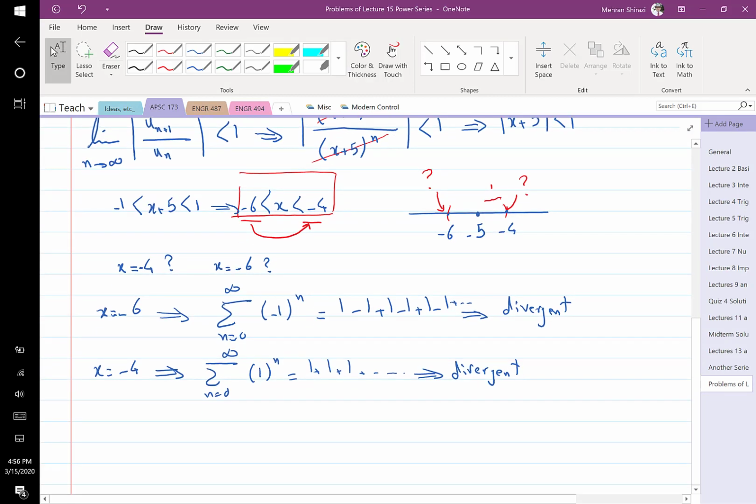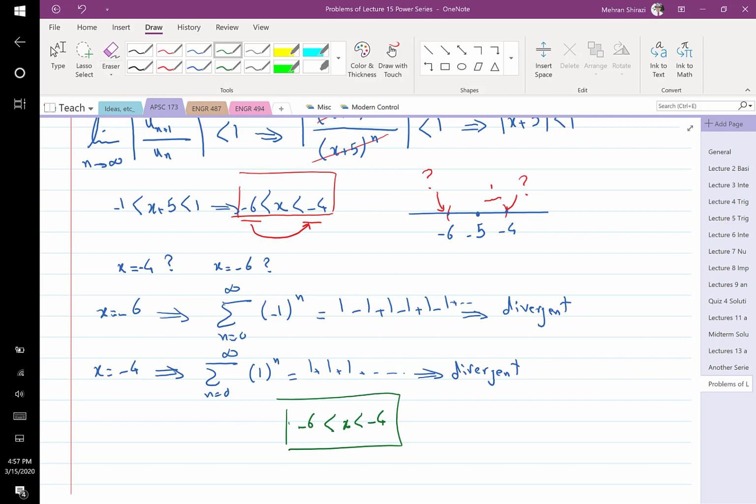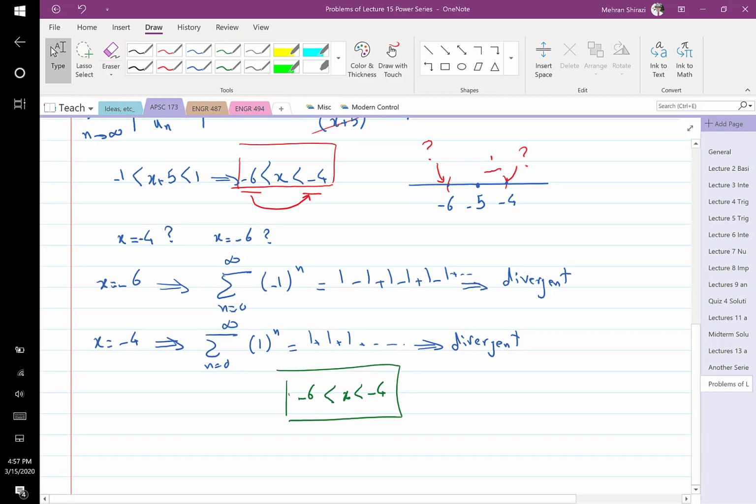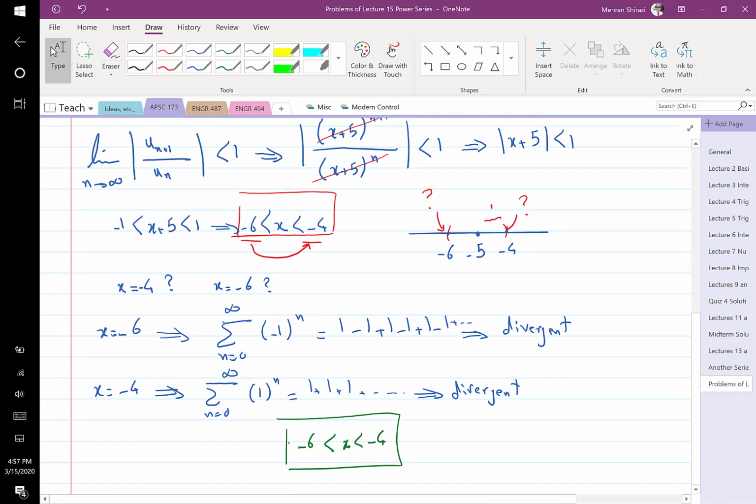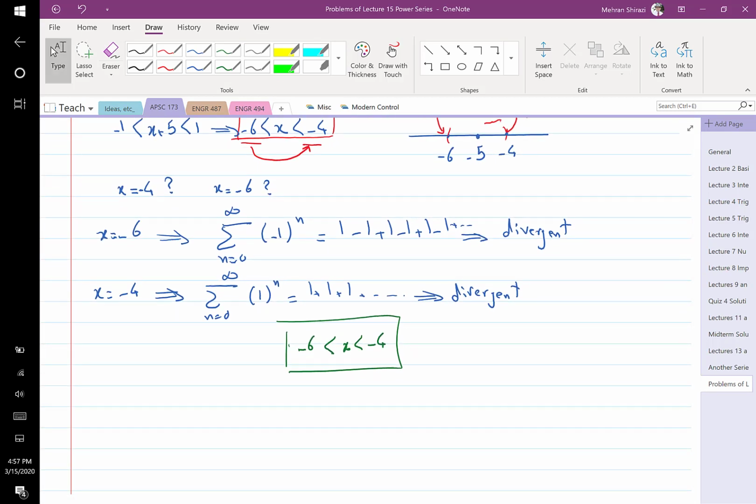We have absolute convergence in this interval, and we don't have conditional convergence anywhere, because at -4 and -6 it's diverging. Above -4 it's diverging too, and below -6 it's diverging too. So we have absolute convergence in this interval with radius 1 and center -5, and at any other point in this interval it's converging absolutely. Outside of this interval it's diverging. I know I repeated it many times because it was the first example. The next example I will go faster.